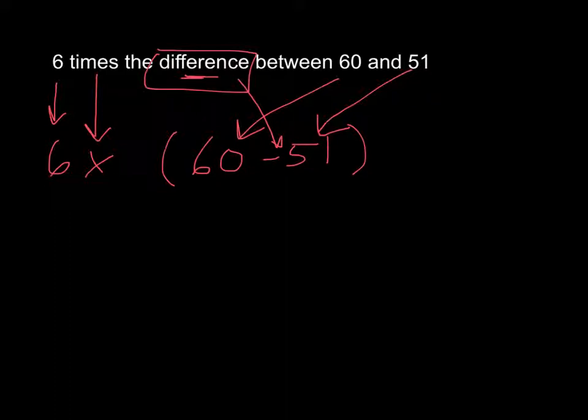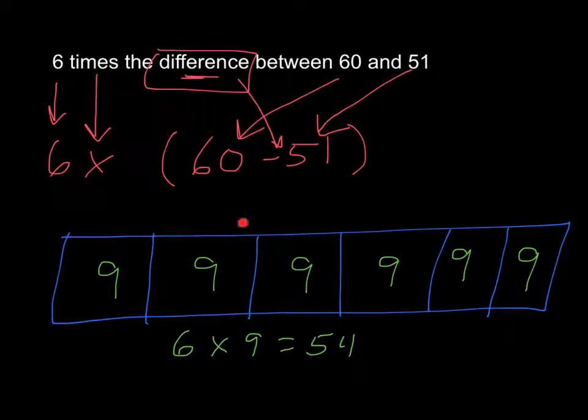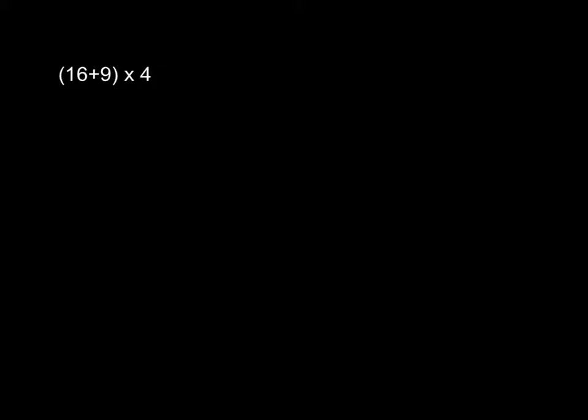Then I'm going to draw my tape diagram. When I did my tape diagram, I have 6 sections, and I did 60 minus 51 in my head instead of writing out the equation. And 60 minus 51 is 9, and then I have 9 six times, so it's 6 times 9, which I know to be 54. What about when we have an expression and need to convert it into words?